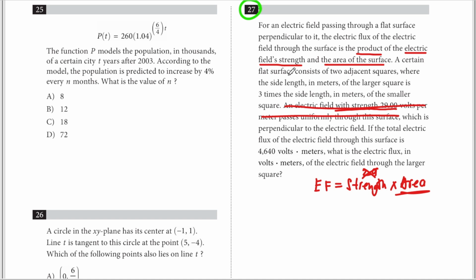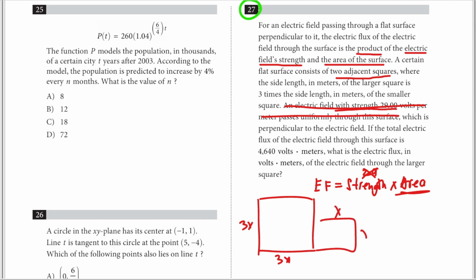A certain flat surface consists of two adjacent squares, where the side length in meters of the largest square is 3 times the side length in meters of the smaller square. So if we have two adjacent squares, and this is 3x and 3x, and the smaller square is x and x, the area here is 9x squared. The area here is just x squared.